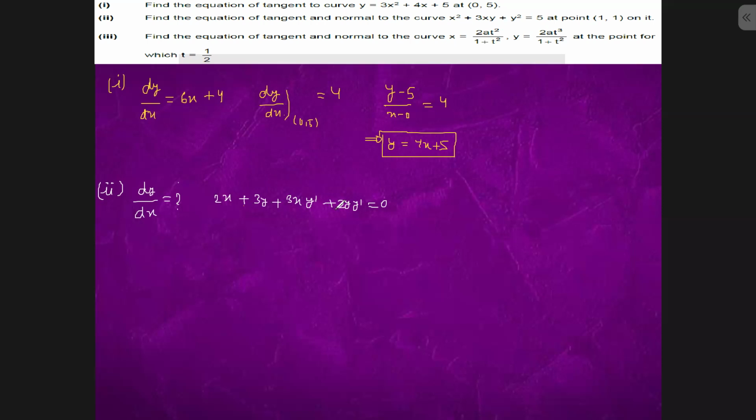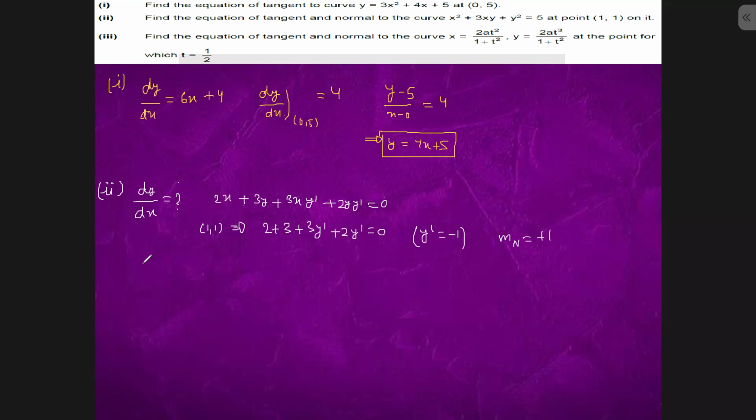Put the value of (1, 1). We will have 2 plus 3 plus 3y dash plus 2y dash equals 0. Y dash will come out to be minus 1. So the slope of tangent is minus 1. The slope of normal is plus 1.